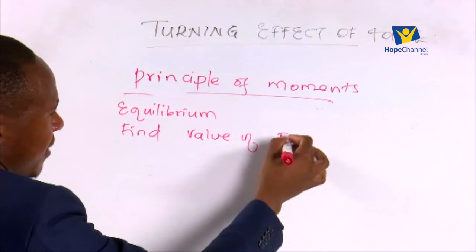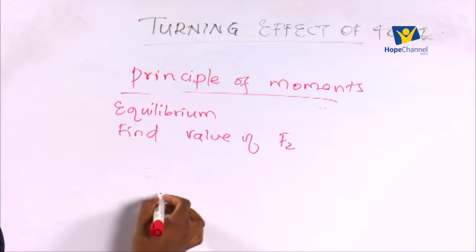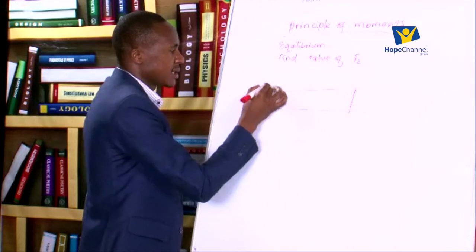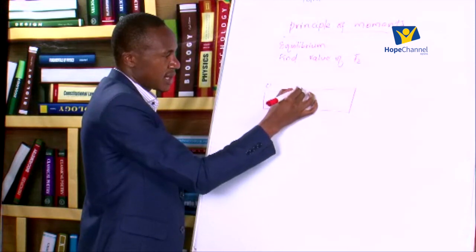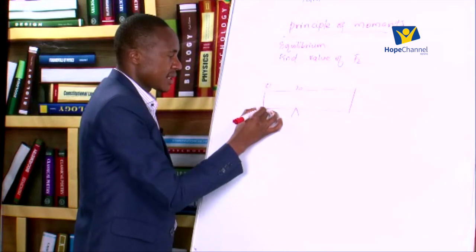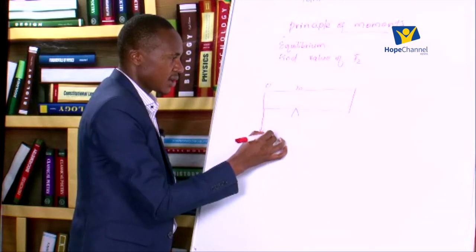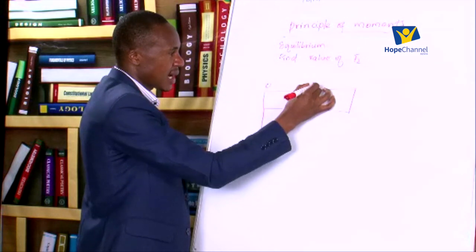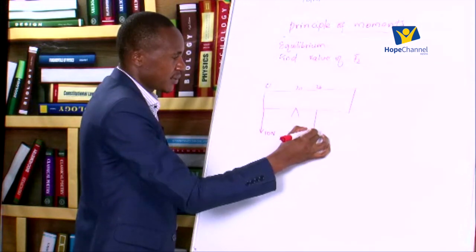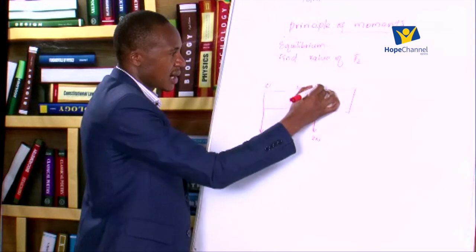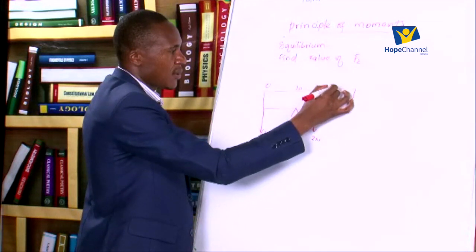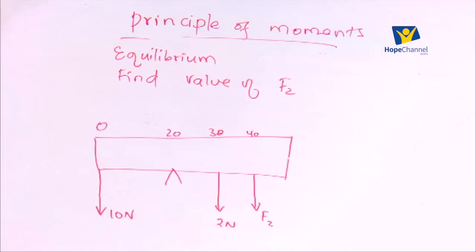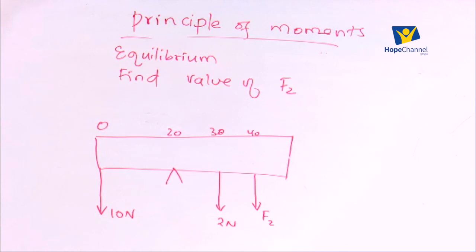of F2. So we have a system like this one. It's on a meter rule. This is 0. The point of support is at 20 here. So at 0, we have a force of say 10 newtons. At 30, we have a force of 2 newtons. And at 40, we have another force F2, which we do not know. And we want to look for the value of that F2.